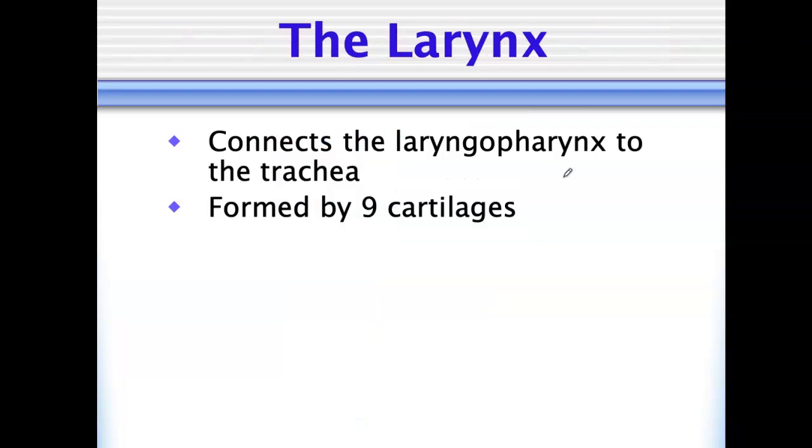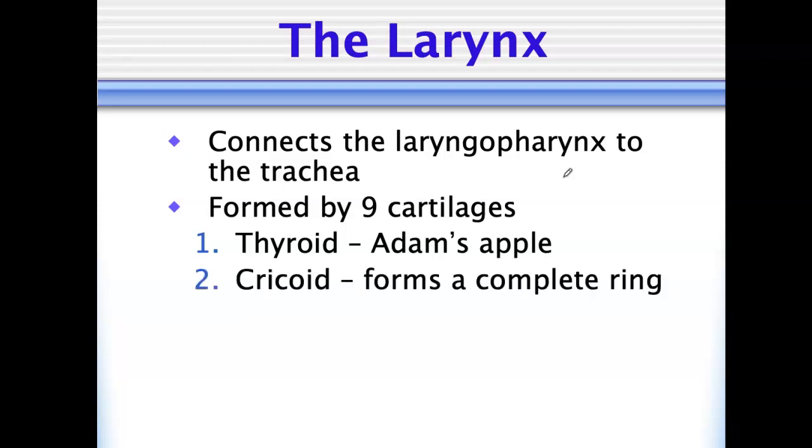If we have to define it, we'd say the larynx connects the laryngopharynx to the trachea, and it's formed actually by 9 cartilages, but you don't have to learn all 9. We're going to look at the thyroid, which some people refer to as Adam's apple. The cricoid, that forms a complete ring around the opening of your trachea. Because the other rings, you're going to see later, don't really go all the way around. It's just like a U-ring.